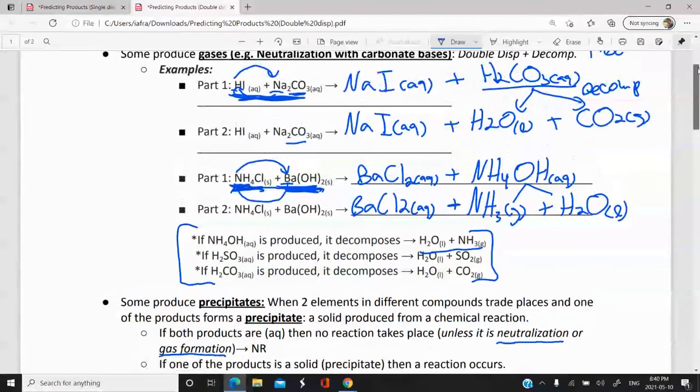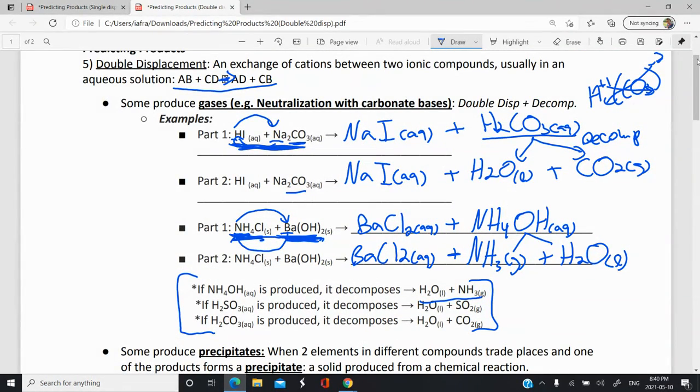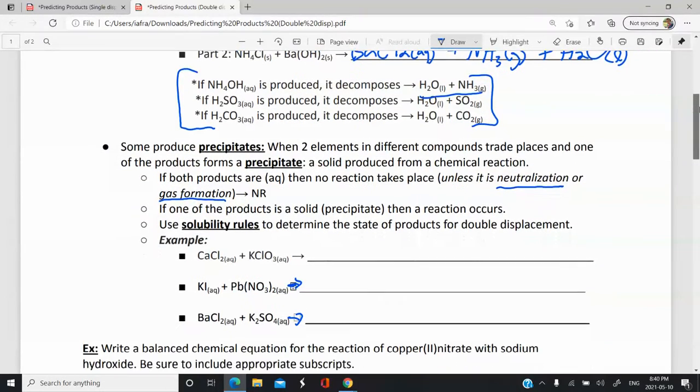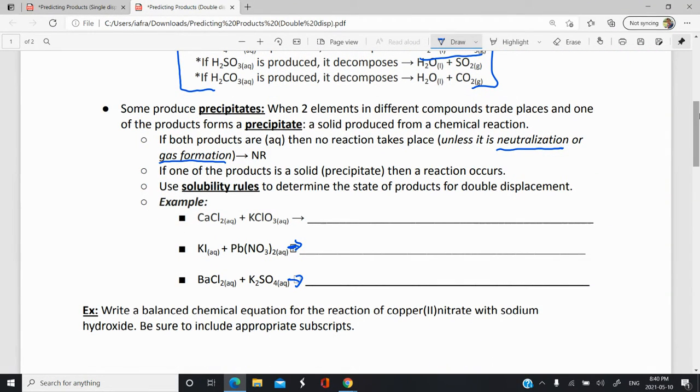So for example, up here, notice how when we first did double displacement, they were both aqueous. So you might say, oh, there's no reaction there because the ions didn't really move around or change that much. But because this one decomposed, it made a gas, so there was an actual reaction that happens. But sometimes you'll get a reaction where both products are aqueous, and in reality that means nothing happened. So let's take a look at that. Here we have a couple examples.